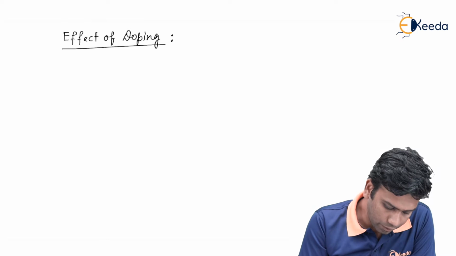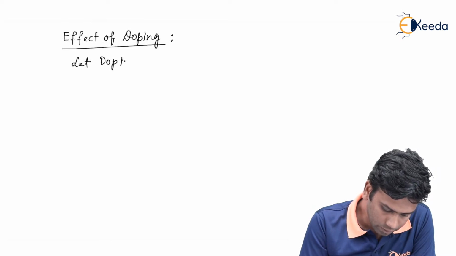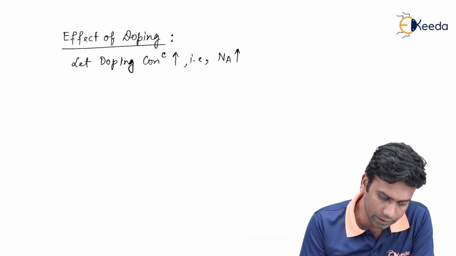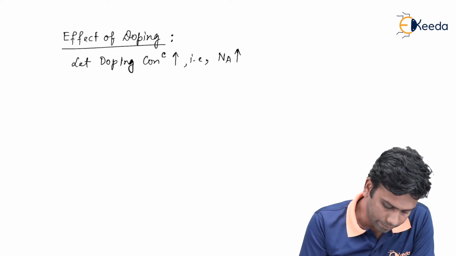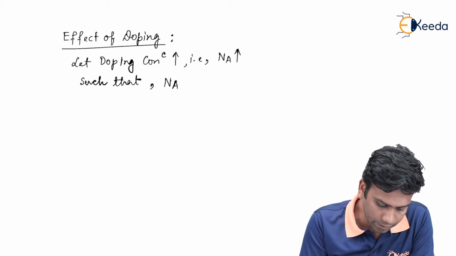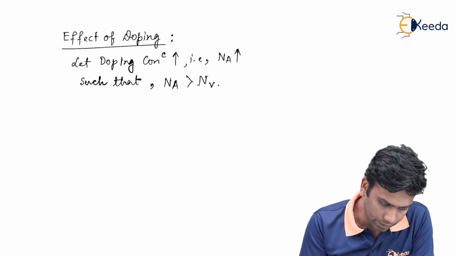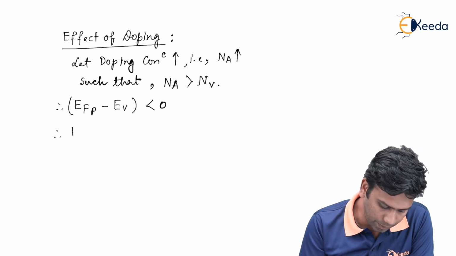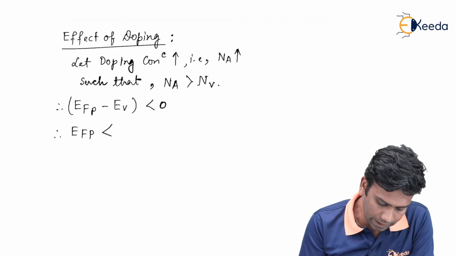Let us say that the doping concentration is increased, that is, the acceptor concentration Na has been increased in such a manner that Na value is greater than the Nv value. So, what will happen is that from the equation of EFP we can say that EFP minus EV will be less than 0. That means the EFP value will be less than EV.